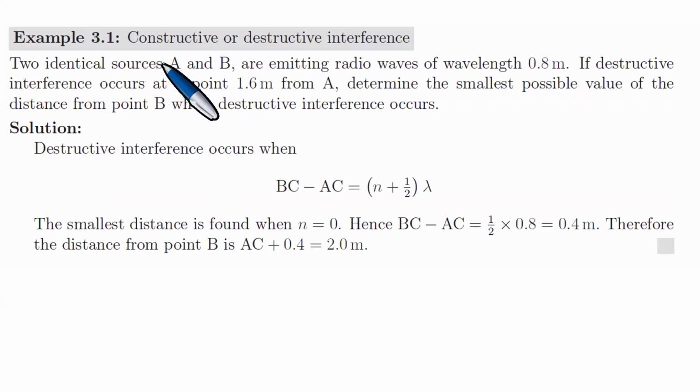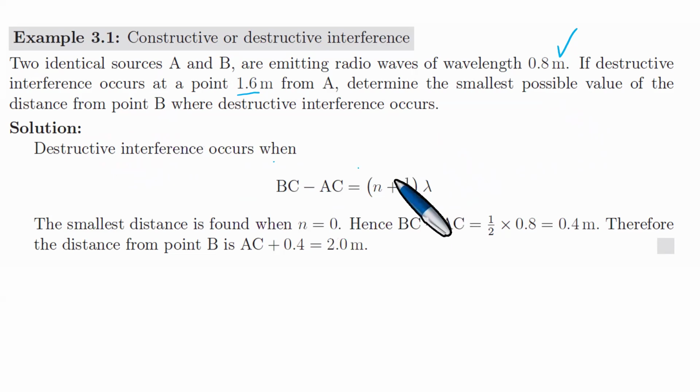Let's look at example 3.1, constructive or destructive interference. Two identical sources, A and B, are emitting radio waves of wavelength 0.8. If destructive interference occurs at a point 1.6 meters from A, determine the smallest possible value of the distance from point B where destructive interference occurs.